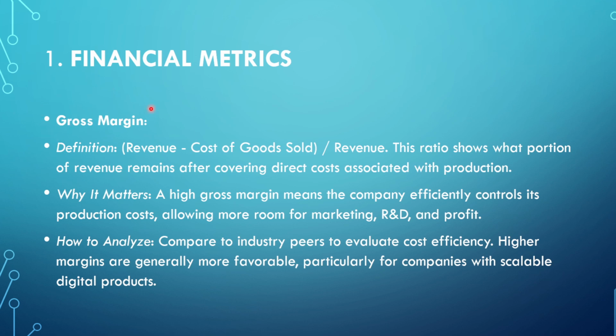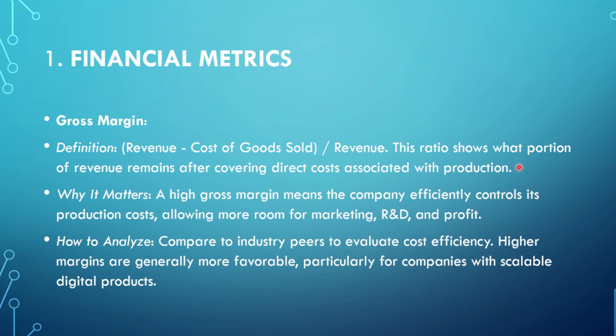Next one is gross margin. You have to look at the gross margin. The definition is revenue minus cost of goods sold, divided by revenue. So revenue minus cost of goods sold over revenue, and then you get the gross margin.